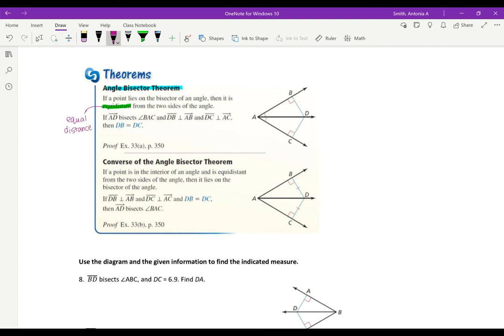They kind of just shove those two words together. Okay? Equidistant means equal distance from the two sides of the angle.